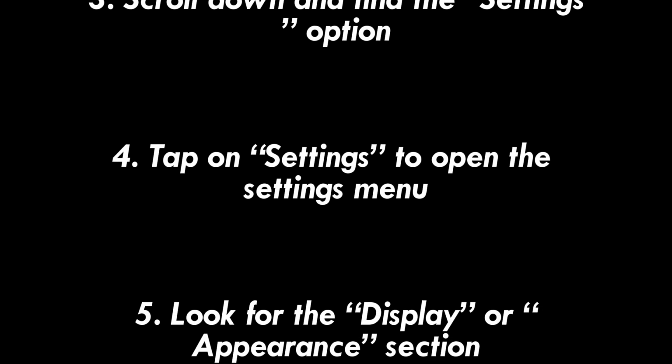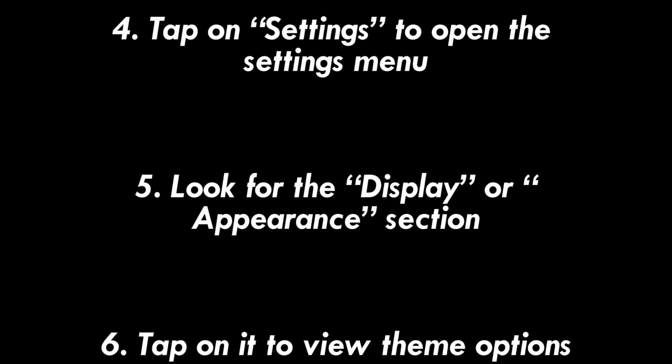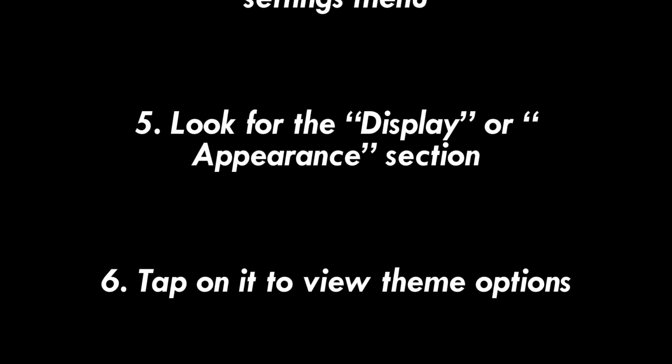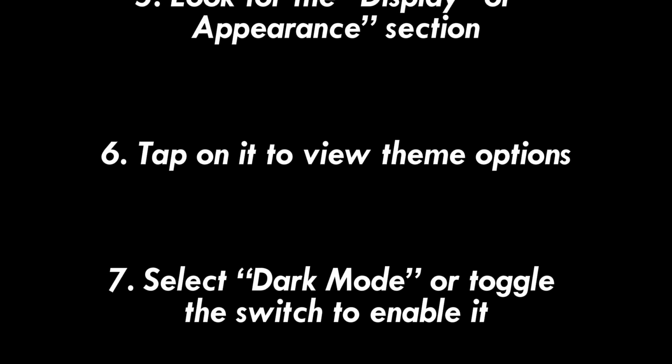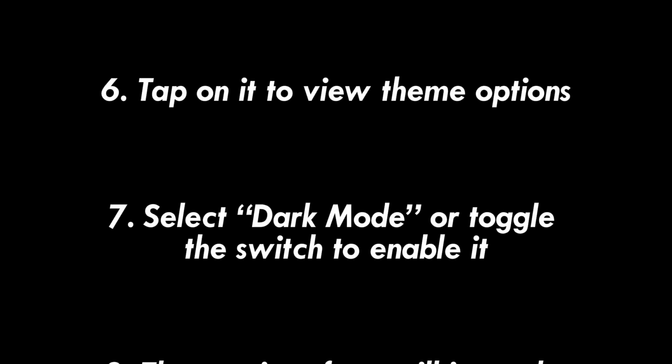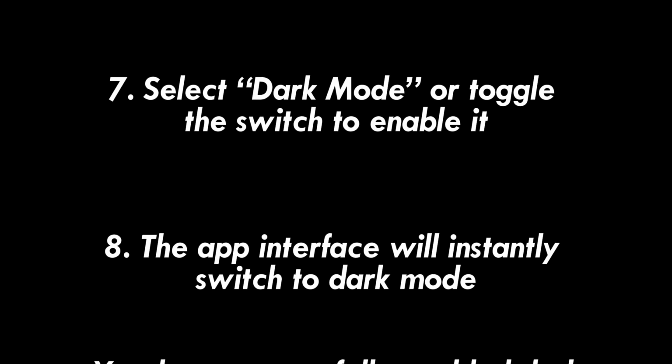5. Look for the display or appearance section. 6. Tap on it to view theme options. 7. Select dark mode or toggle the switch to enable it. 8. The app interface will instantly switch to dark mode.